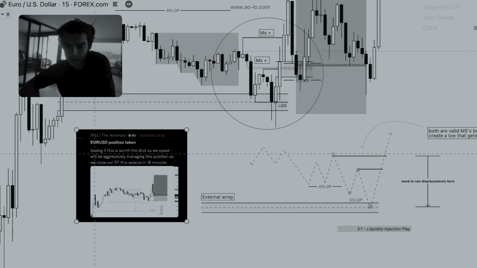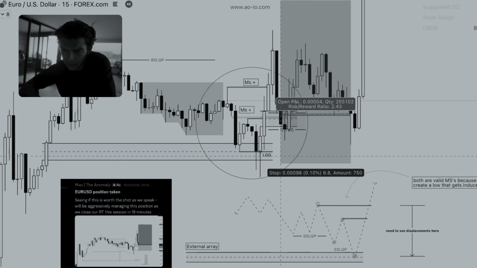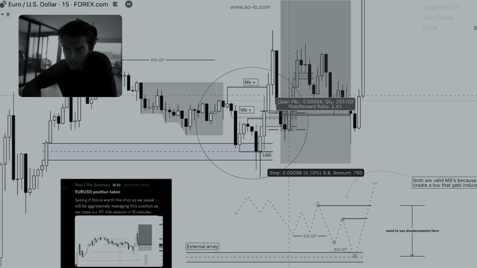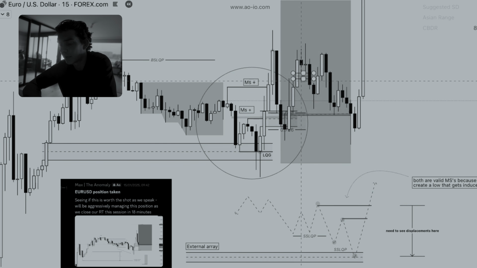And you can see here, seeing if this is worth a shot as we speak, we'll be aggressively managing the position as we are close to the reversal time of the session in 18 minutes. So that was right here. You could see that price created this feedback, so showcasing bullish intent. It came very late in that leg, right? And that was kind of my first red flag in this trade on the 15-minute. I didn't even jump into M5 or anything offbeat on M3, but you can see that right at the end of this leg, we created intent, which wasn't really what I wanted to see.